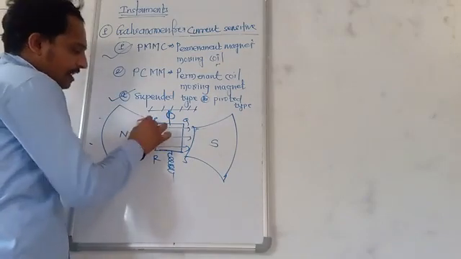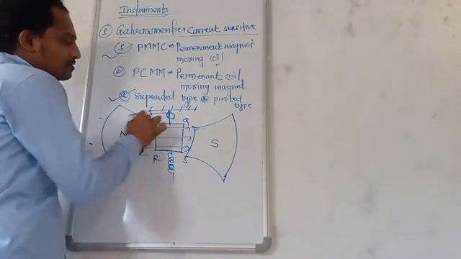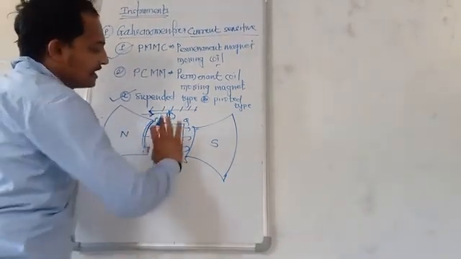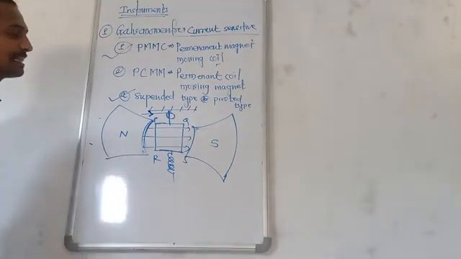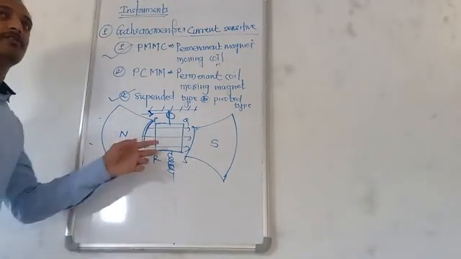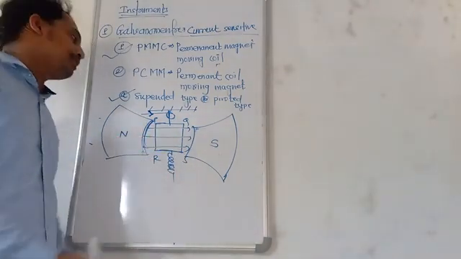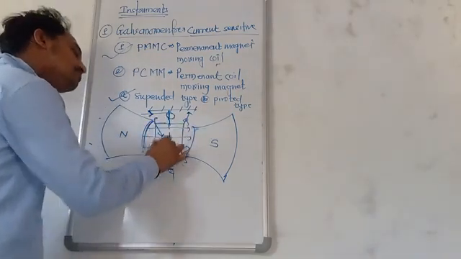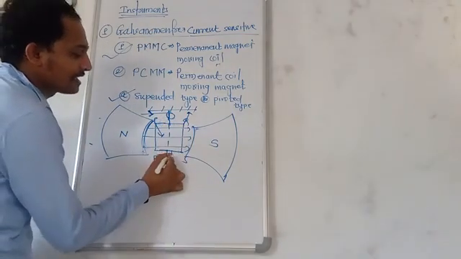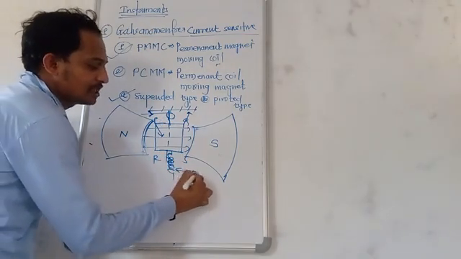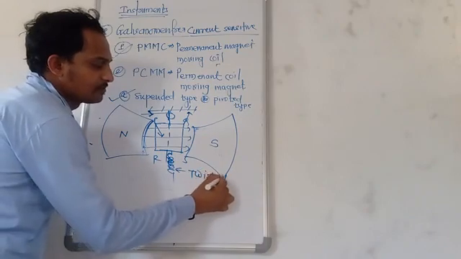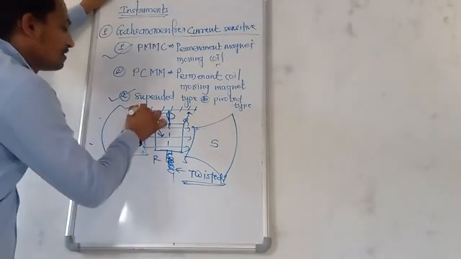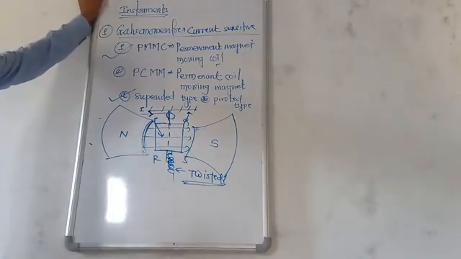When current passes through this coil, the coil is going to turn, because there is a force due to the uniform magnetic field, and due to that force there is a production of torque in this direction. So the coil moves in this direction, and due to that the helical spring is going to twist.